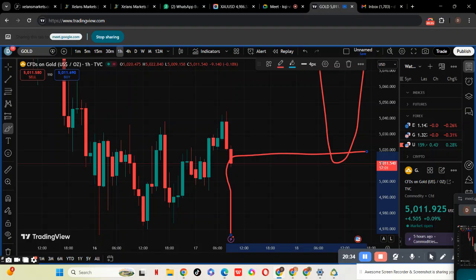So the work of TradingView is this: this is where we check the prices. This is where we know, is the market going down? Is the market going up? This is the platform that we use.